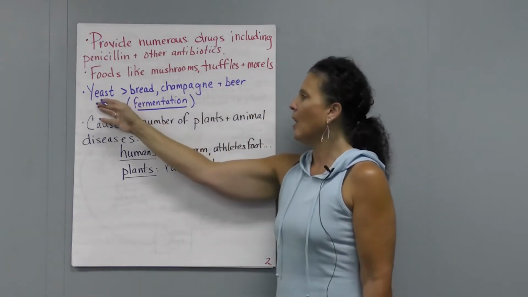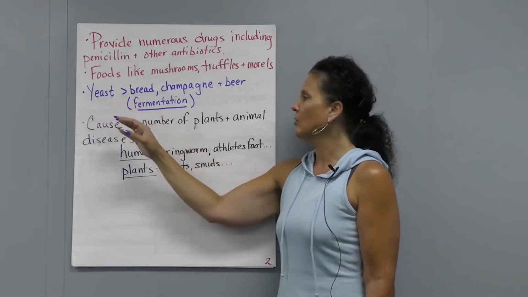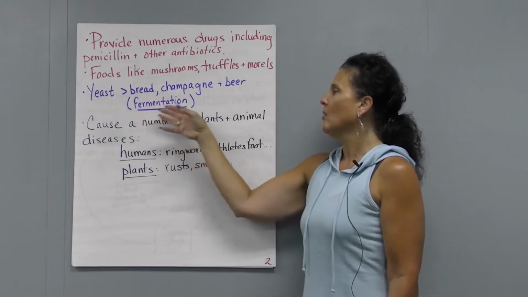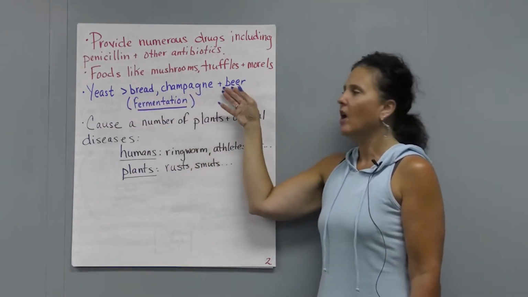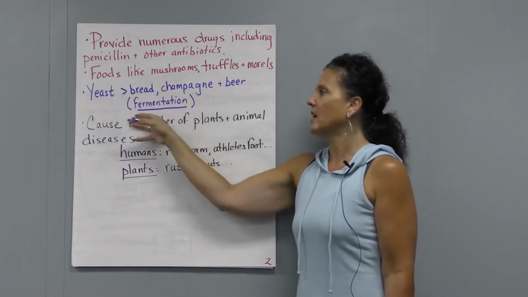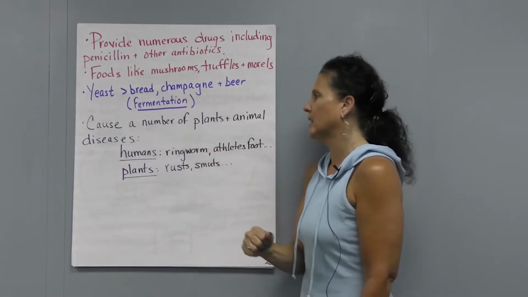And then I was going to give this example, which we'll come back to in a little bit, of a yeast. We use yeast when we make bread, when we make champagne, when we make beer. And what we use it for is its fermentation properties, or this fermentation process. And we'll look at that in a little bit.